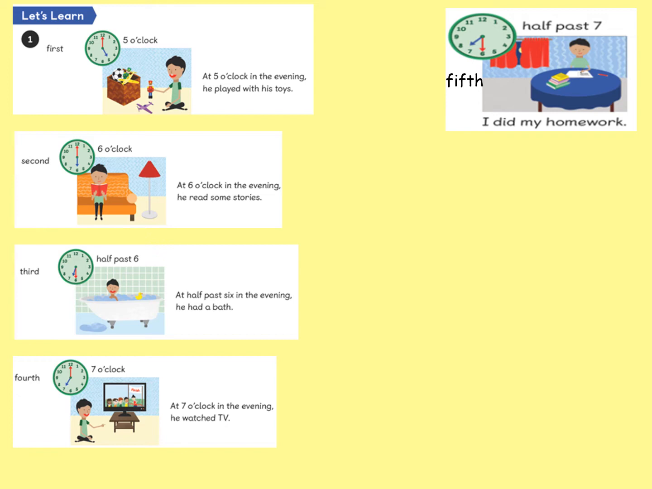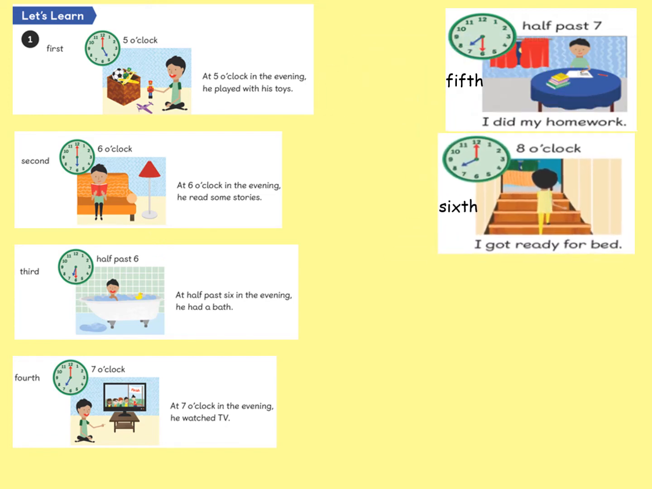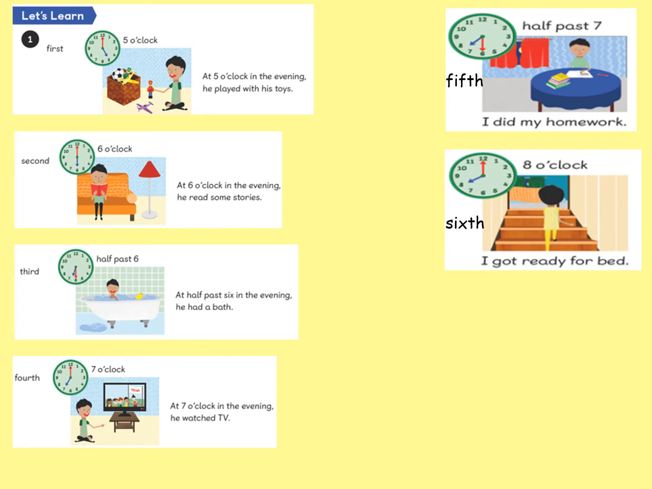And we know that 7:30 is later than 7 o'clock because the minute hand, the big red hand, has passed 7 o'clock. It's gone round the clock. It's gone 30 minutes past, so it's later. So we've had fifth. The next will be sixth. Okay, and sixth, we've got 8 o'clock.